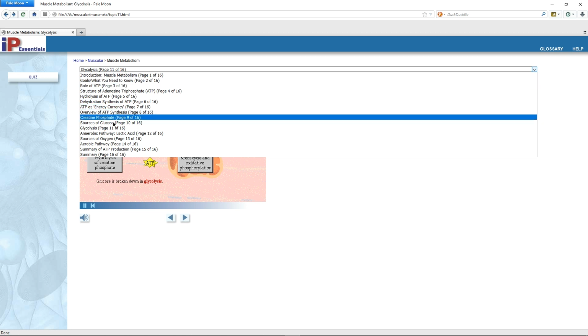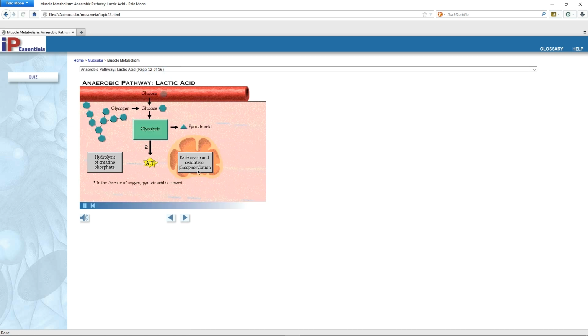In the absence of oxygen, pyruvic acid is converted into lactic acid. Lactic acid is the end product of the anaerobic pathway. During continued anaerobic conditions, excess lactic acid builds up rapidly, bringing about muscle fatigue. To avoid muscle fatigue, oxygen is needed.